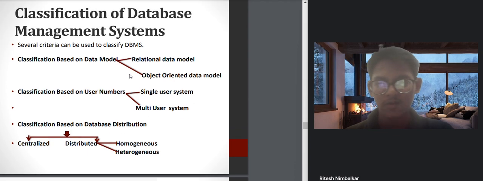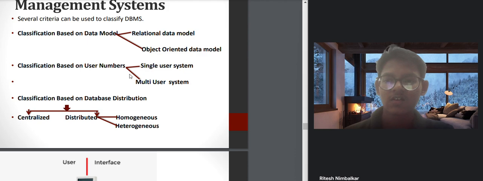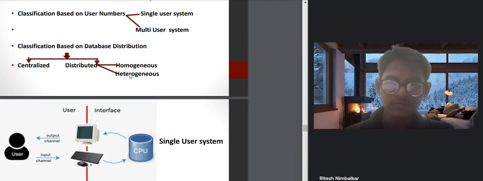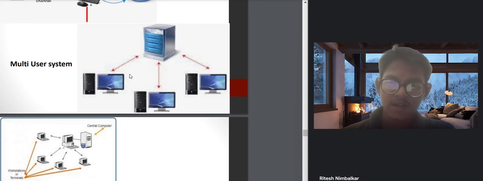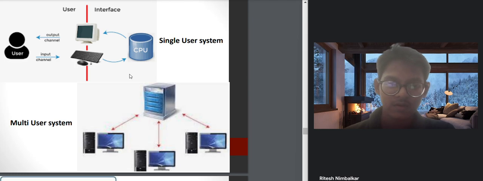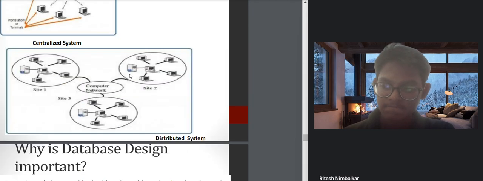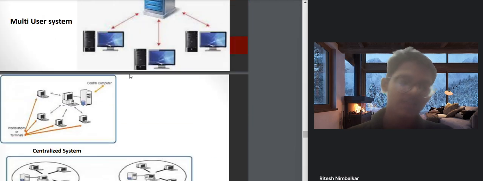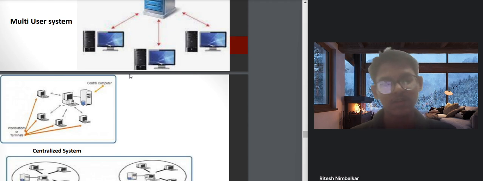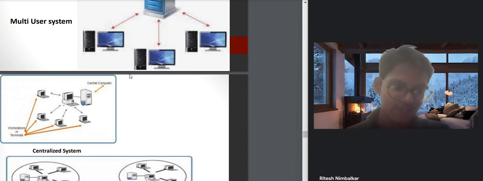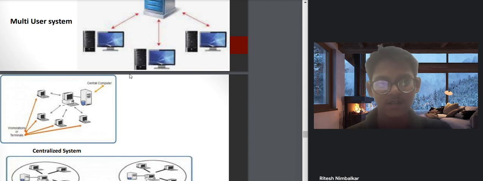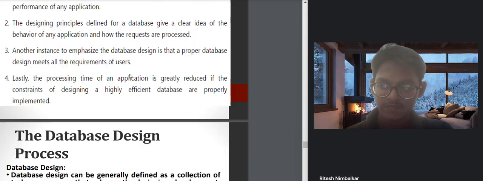Classification is based upon data model, number of users, or distribution. On the data model, it is either relational or object oriented. On user number, it is either single user or multi user. Following are the block diagrams for the classifications of the management system. We have seen about the distributed system and the centralized system. Distributed system comes under either two or three tier architecture, and the centralized comes under the single tier architecture.